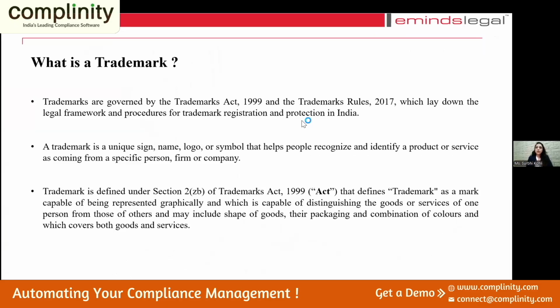To begin with, when we say trademarks, it is very important to know what a trademark actually is. Trademarks are governed by the Trademarks Act 1999 and the Trademarks Rules 2017, which lay out the legal framework and procedures for trademark registration and protection in India. A trademark is a unique sign, name, logo, or symbol that helps people recognize and identify a product or service as coming from a specific person, firm, or company. Trademark is defined under Section 2(1)(zb) of the Trademarks Act 1999 as a mark capable of being represented graphically and which is capable of distinguishing the goods or services of one person from those of others, and may include the shape of goods, their packaging, and combination of colors, which covers both goods and services.